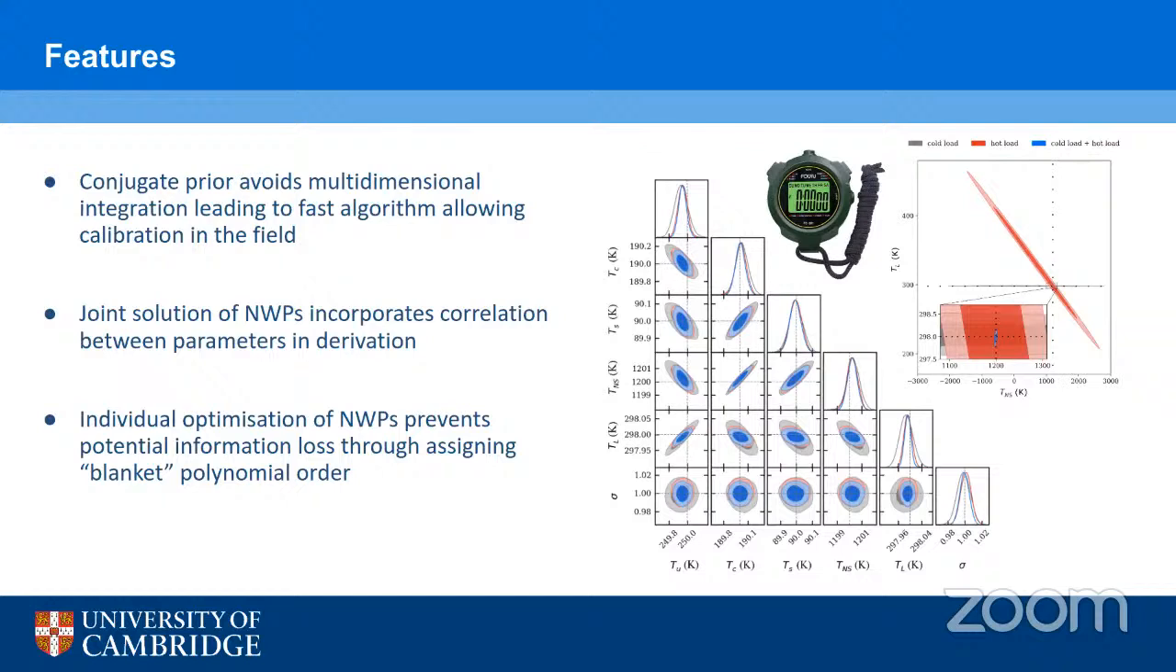Finally, another feature of our pipeline is the individual optimization of noise wave parameters, which prevents potential information loss through fitting out any cosmic signal by assigning maybe a blanket polynomial order, which has been done in previous experiments.